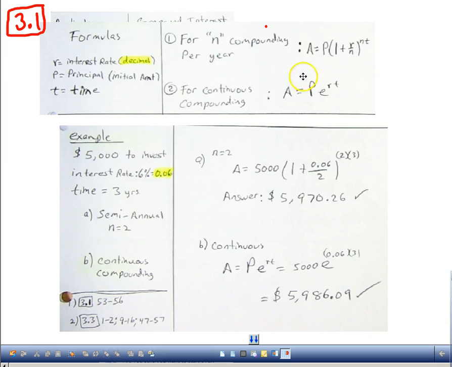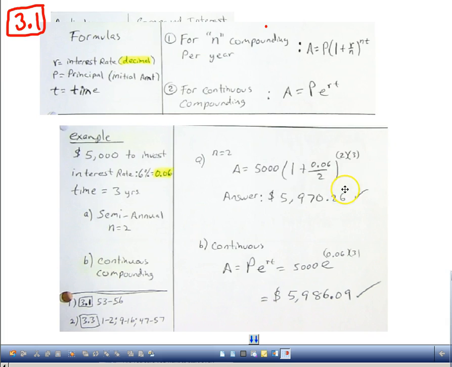And let's see, I'm just going to plug in the information. So A is equal to the initial amount. That's what P is, the principal. So $5,000 times 1 plus the interest rate, 0.06, all over n, and n is 2, to the power of n times t, or 2 times 3. n equals 2, remember, and the time is 3 years.